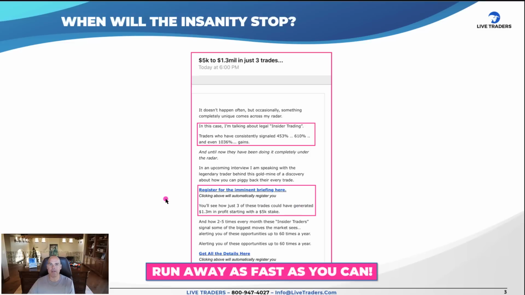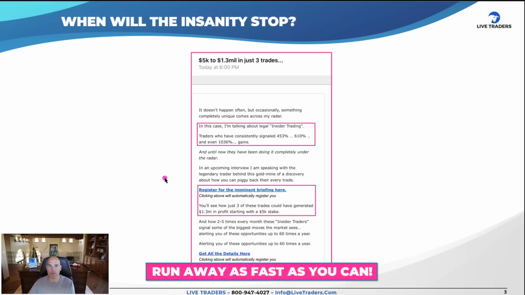So this person didn't make this money. They're saying, oh, these trades that I talked about, that I signaled, could have made, could have generated, okay? And yet you can get all the details right here. Register for the imminent briefing here. Run away as fast as you can. This is a bunch of bullshit. All right, this is unfortunately what is wrong with this industry. This is what's wrong with the industry.